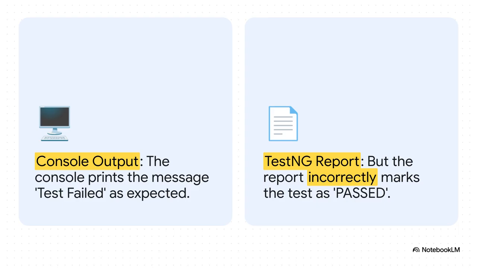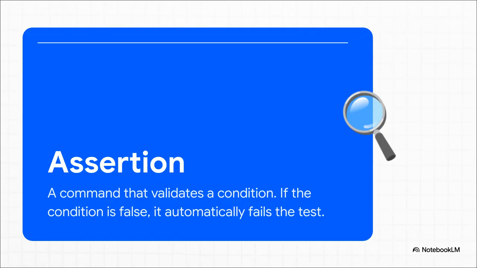So what gives? Well, as far as TestNG is concerned, the code ran perfectly. It didn't crash, it didn't throw an error, it just printed a message. So what's the right way to do it? You guessed it, assertions. A command like assert.equals isn't just printing a message, it's communicating directly with the TestNG framework. It compares the two values, and if they don't match, it tells TestNG, hey, stop everything. This test has failed. And that's how you get a proper failure report.